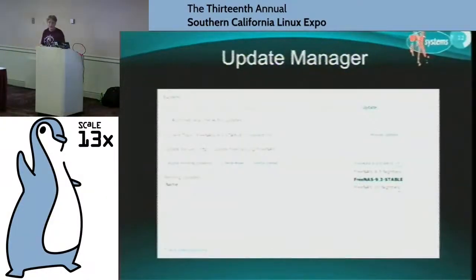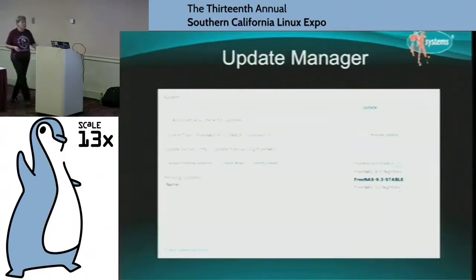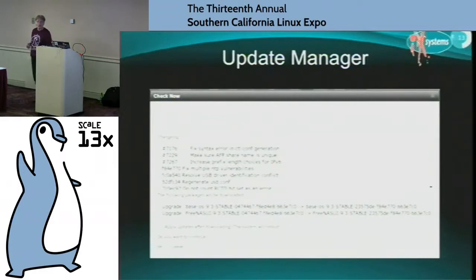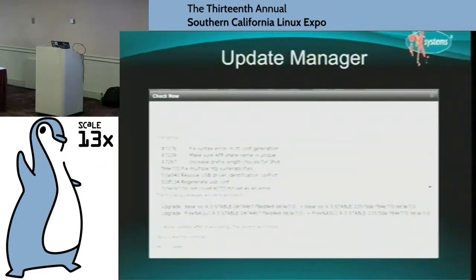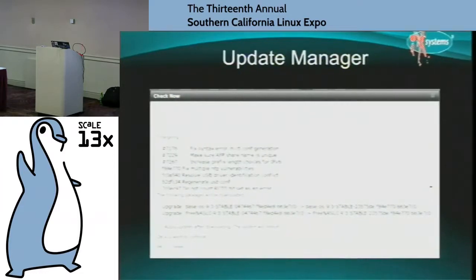So if we go back to that update tab, once you're on a train, whatever train you're on, you have a Check Now button, and it will check to see if there are any updates available. And if updates are available, you're going to get a screen that looks something like that. It's going to tell you what's going to be in that update. And there are basically 2 different types of formats.